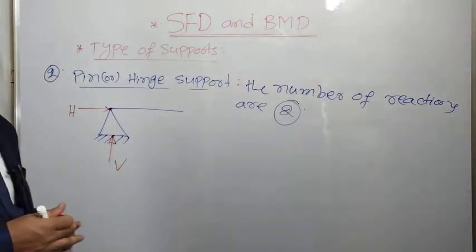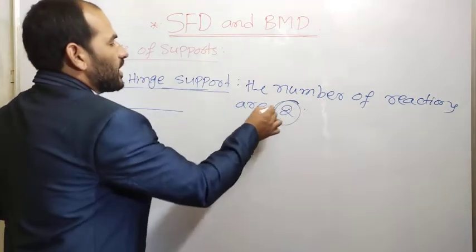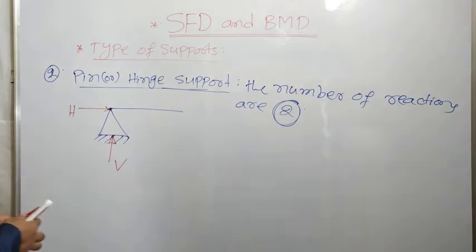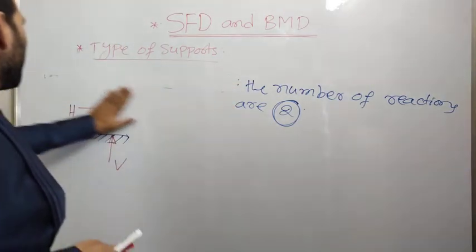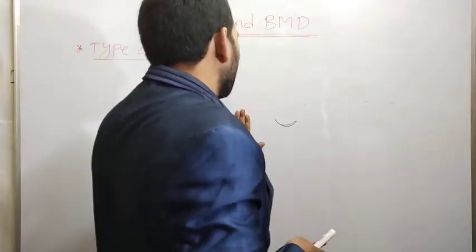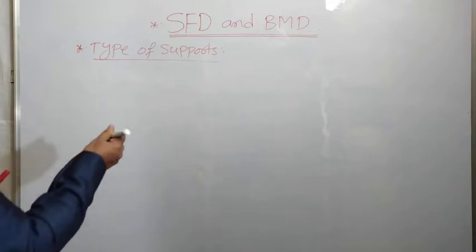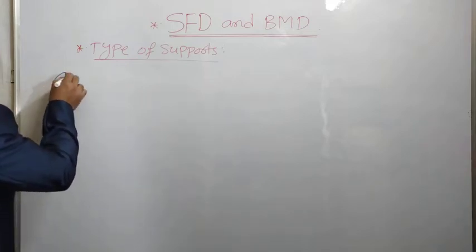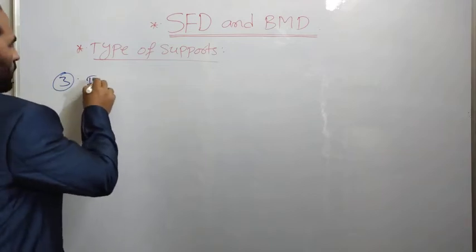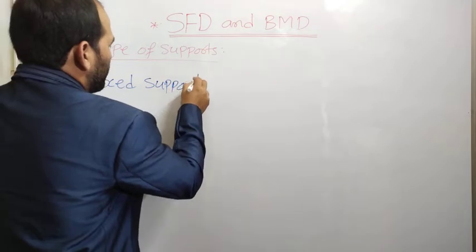In the pin or hinge support, the number of reactions developed is 2. Right, so this is the pin or hinge support. And the third one is the fixed support.